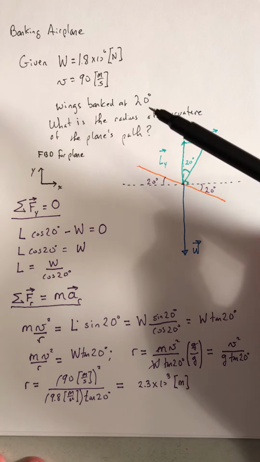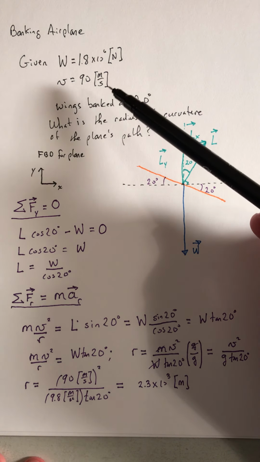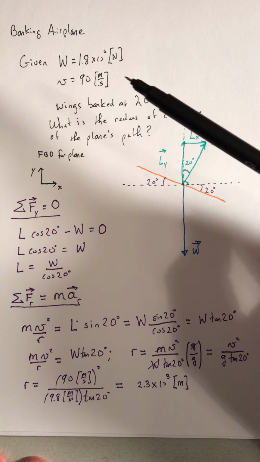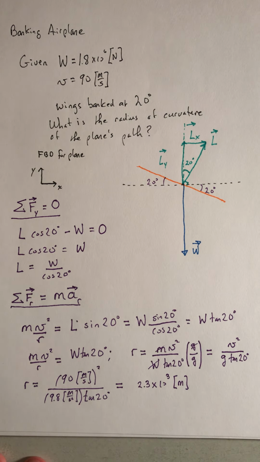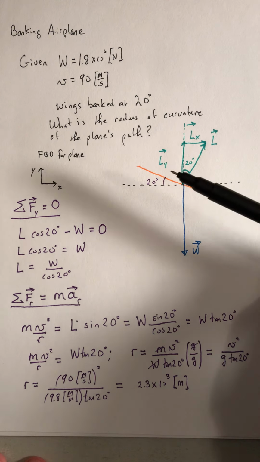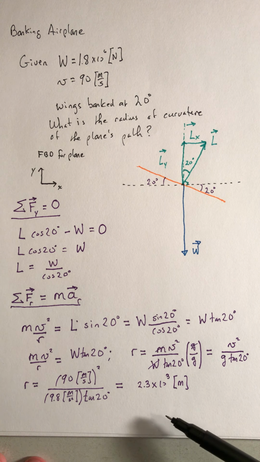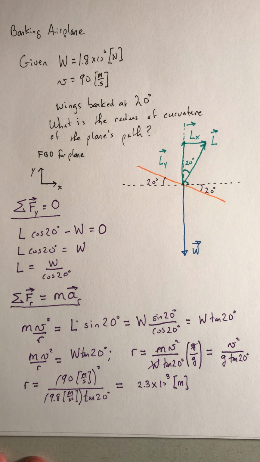The weight was realistic, but that cancels out. Speed of about 180 miles per hour, not an unreasonable speed for an airplane, and then tilting the wings by 20 degrees will give you a radius of curvature of a little over 2 kilometers.